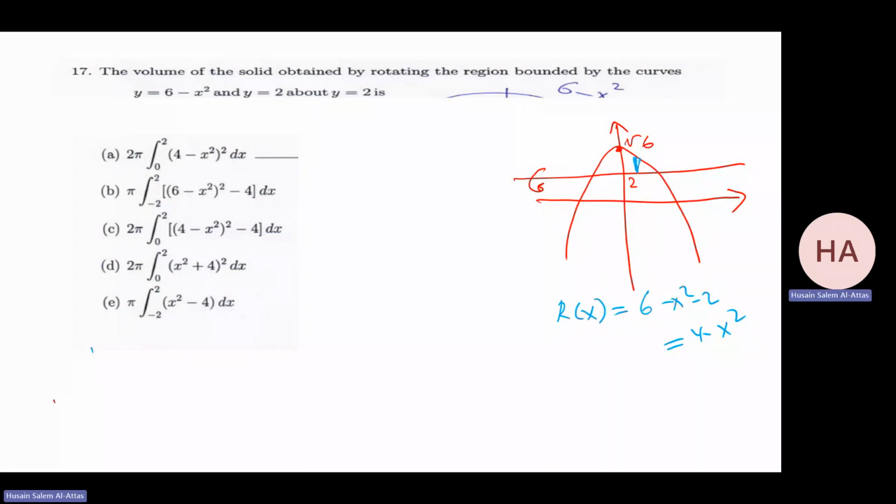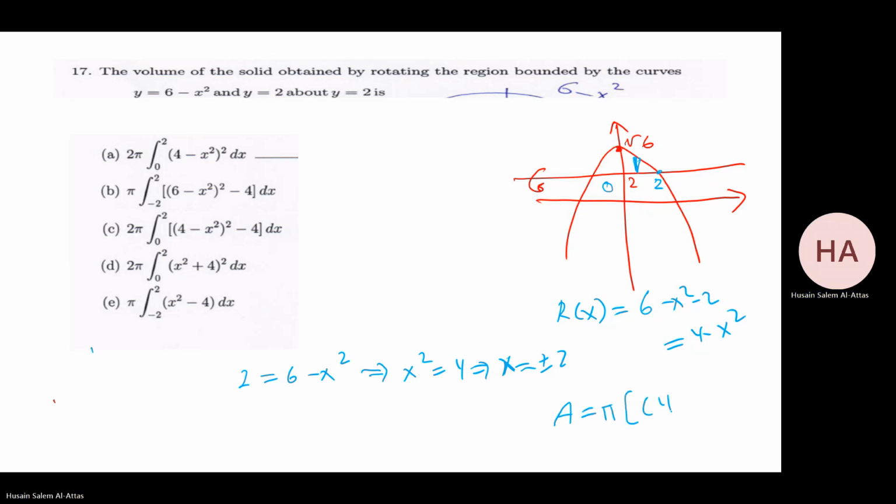4 minus x squared, that will be the disk. And from where to where? For the x value, it will be from 0. And what is this point? At y equal 2, 2 equals 6 minus x squared. So I have x squared equal 4, so x equal plus or minus 2. So this value is 2. And by the way, the area will be pi times this square.